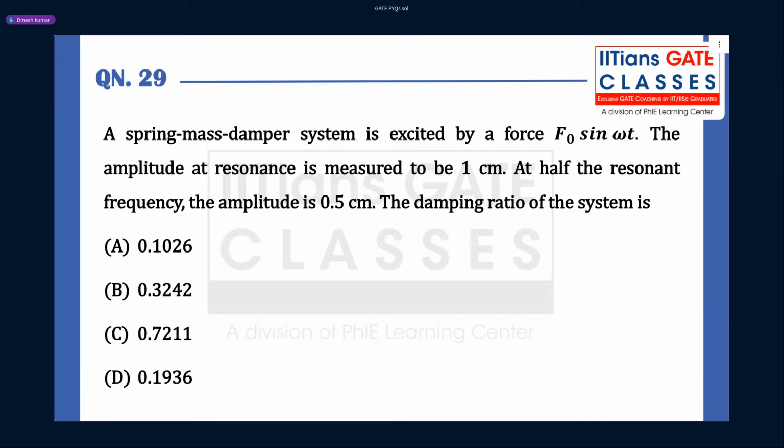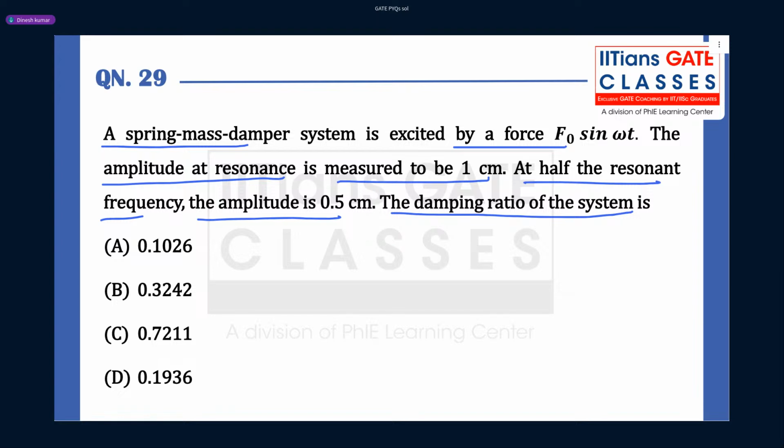What does it say? A spring mass damper system is excited by a force F naught sine omega t. The amplitude at resonance is measured to be 1 centimeter. At half the resonant frequency, the amplitude is 0.5 centimeter. The damping ratio of the system is? So this question is from forced vibration.